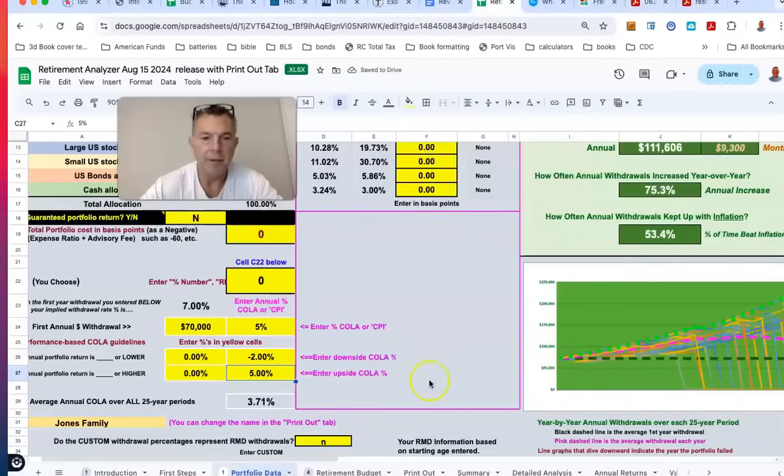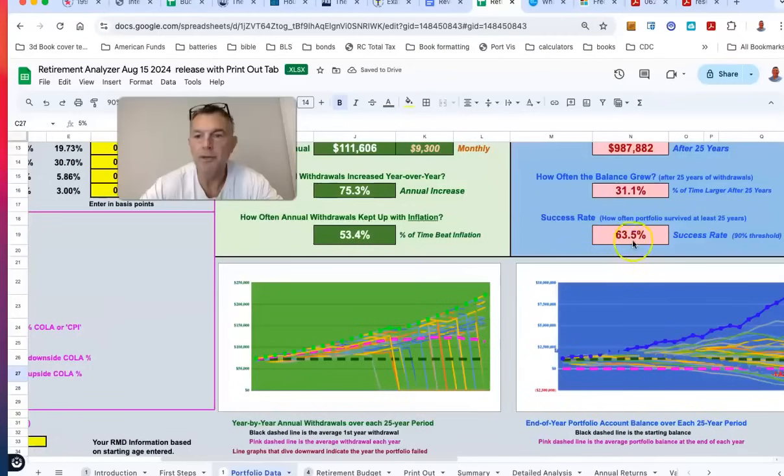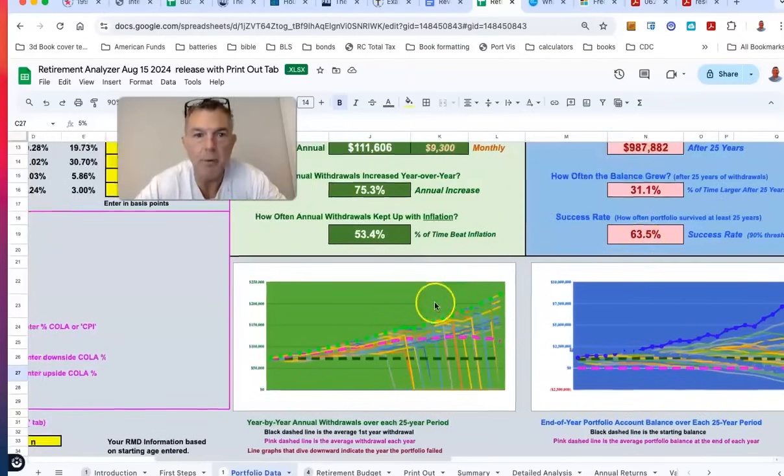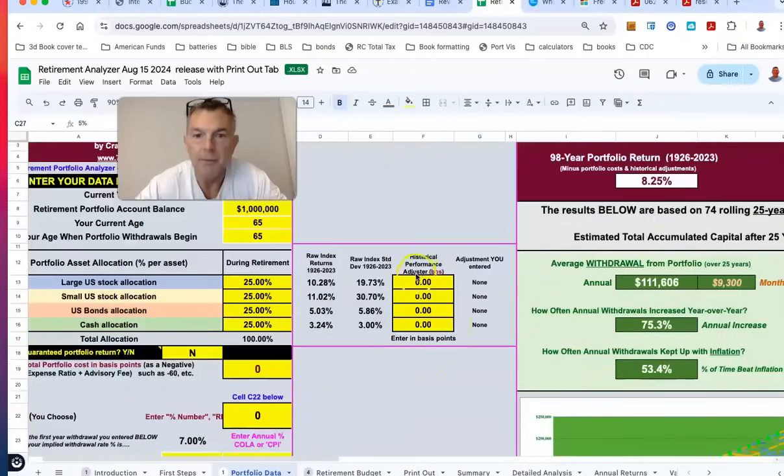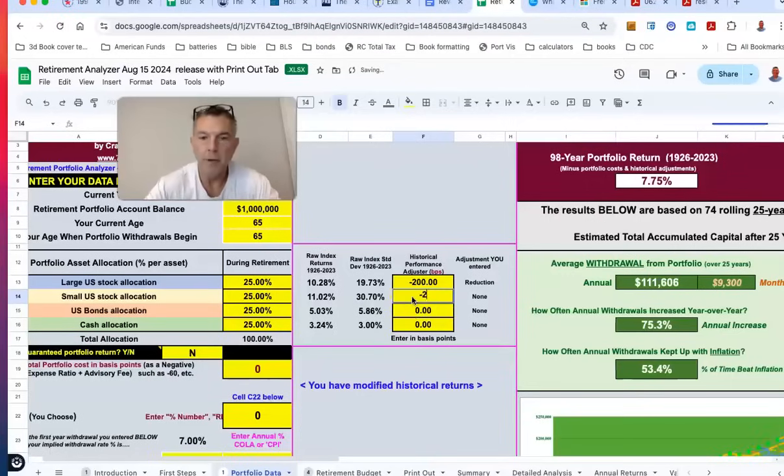So our average CPI is 3.71, and still 63% of the time we have money when we're dead. And that's with a negative 2% decline when the markets go down, and a 5% increase when the markets go up, with a 7% starting out rate. Now we're going to reduce this by 200 basis points. I think I got to go to negative 200 if memory serves. Reduction, negative 200. And we'll go negative 100 on the bonds and leave the cash as is.